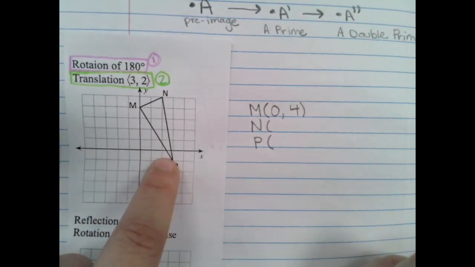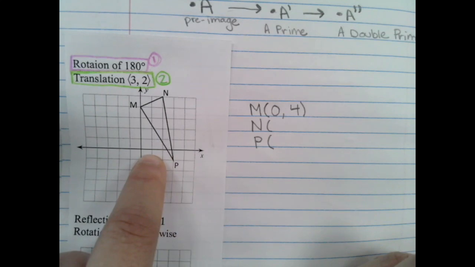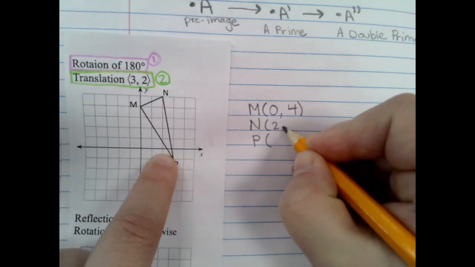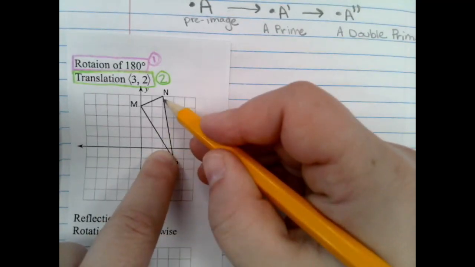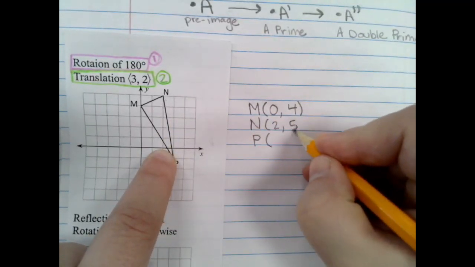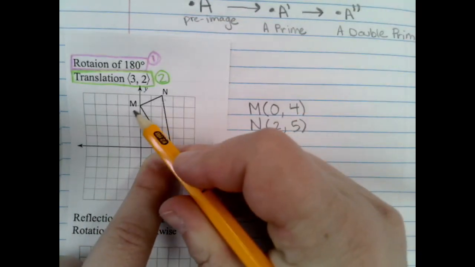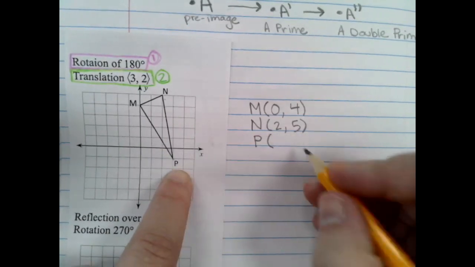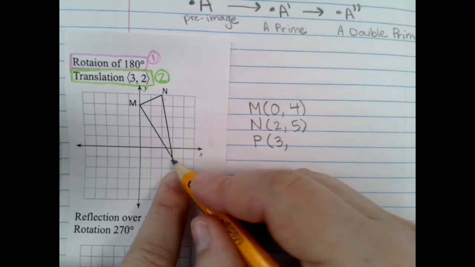What do we get for N? Right, how many? I think just 2, right? 1, 2, and then up 5. Okay, we're just finding these endpoints of our triangles. And then P. 3, -1, good.